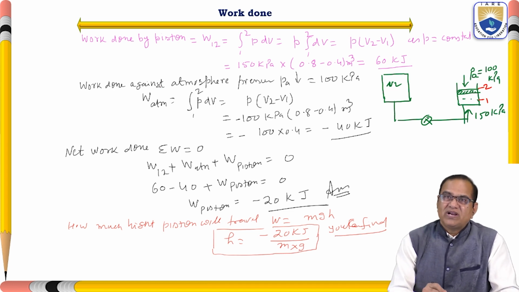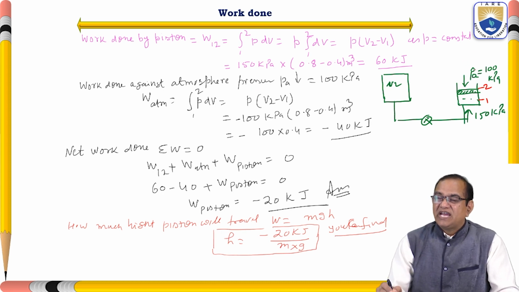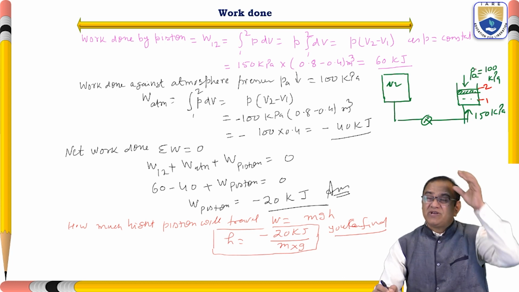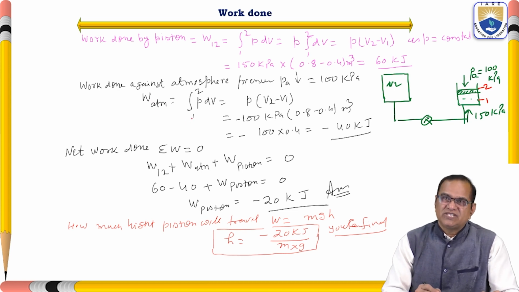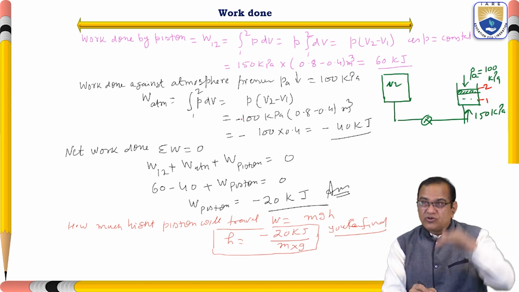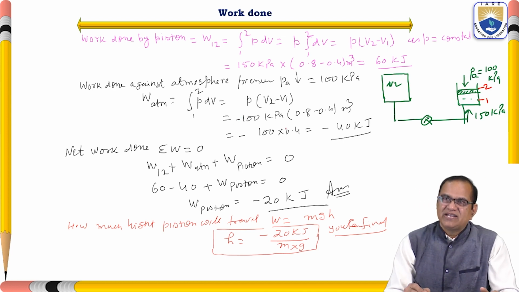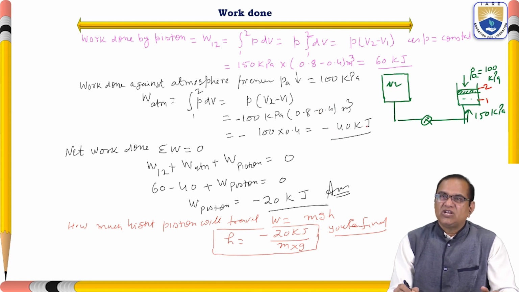Now work done against atmospheric pressure. If atmospheric pressure is also being considered, then how much work is done? Normally the atmospheric pressure is 100 kilopascal. So work of atmosphere is the integral from 1 to 2 of PdV, P into V2 minus V1, and this is against the expansion. So here it will be minus because it is trying to reduce the volume. So minus 100, 0.8 to 0.4, you will get here minus 40 kilojoule.